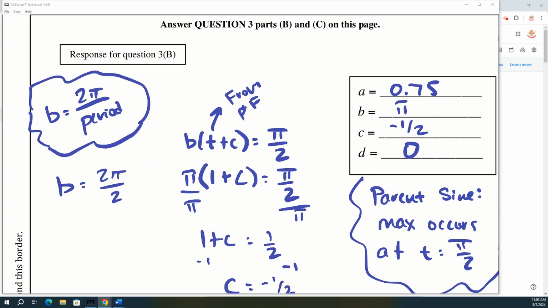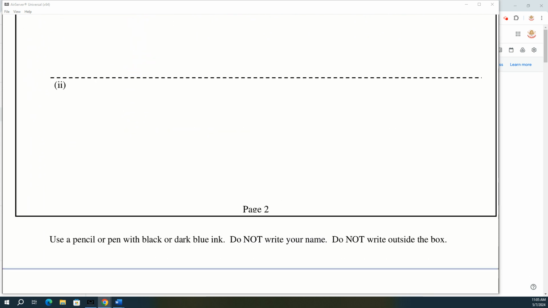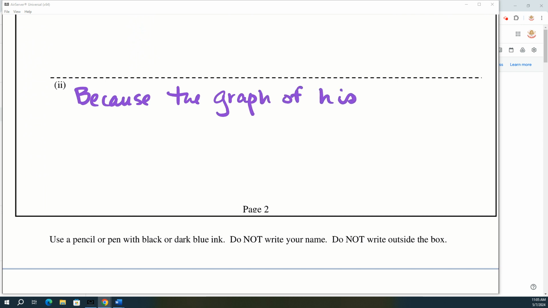Concave up. So you can start off with that, or you can start off with the other part. I'm going to start off with, because the graph of H is concave up on the interval. I'm going to leave out "interval," but you can say on T sub 1 to T sub 2. And then I'm going to quote the problem.